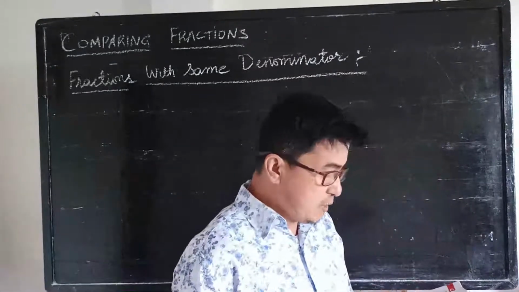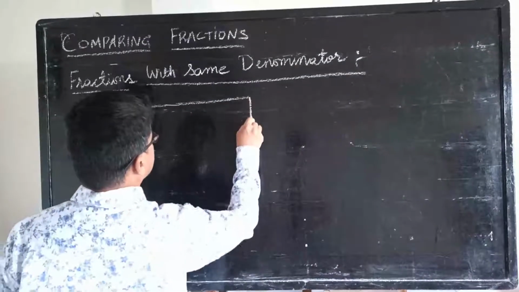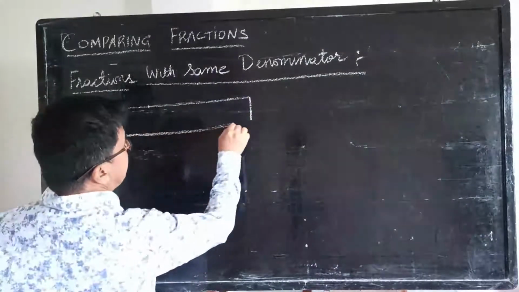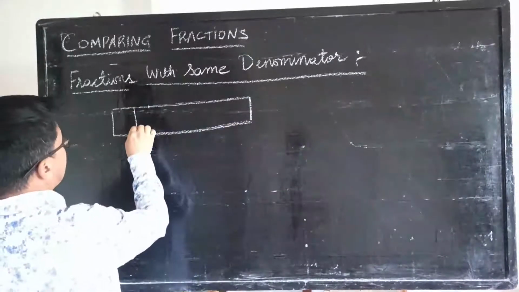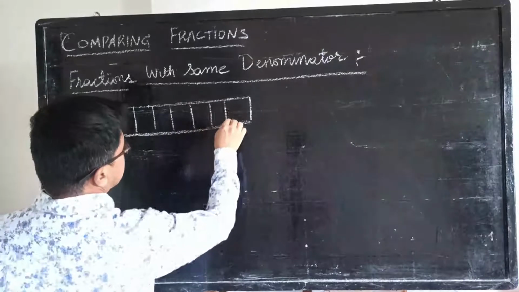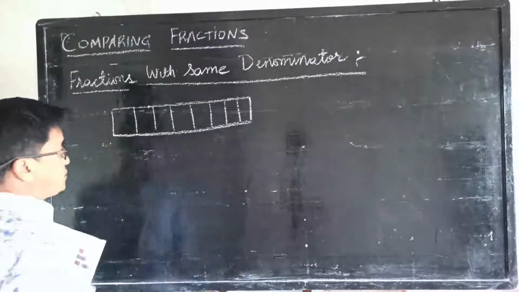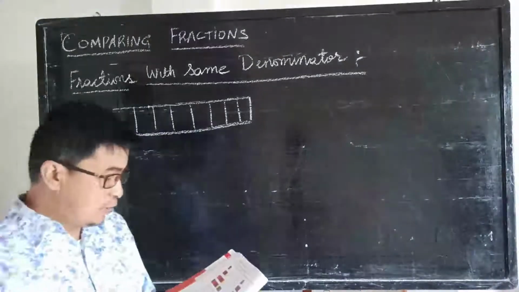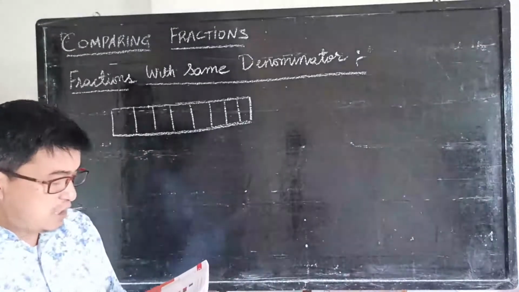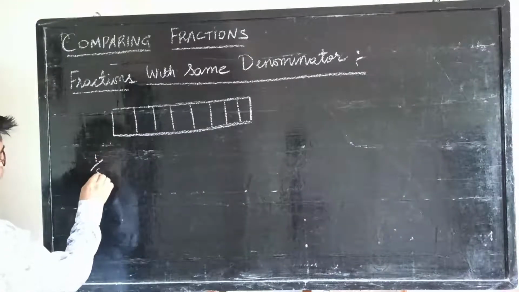So it is divided into how many equal parts? 1, 2, 3, 4, 5, 6, 7, 8 equal parts. Now the number in the shaded portion: you can see the first figure is 1 upon 8.